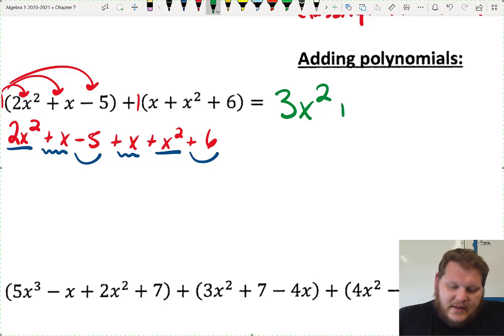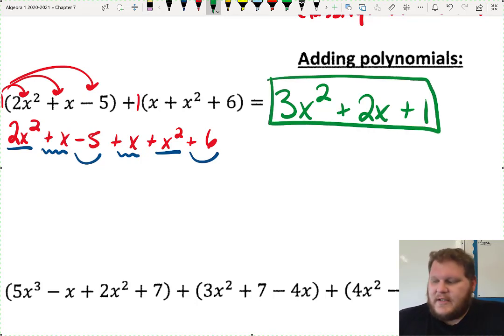X plus x is 2x. And then negative 5 plus 6 is positive 1. So if I added those two polynomials together, I would get 3x squared plus 2x plus 1.